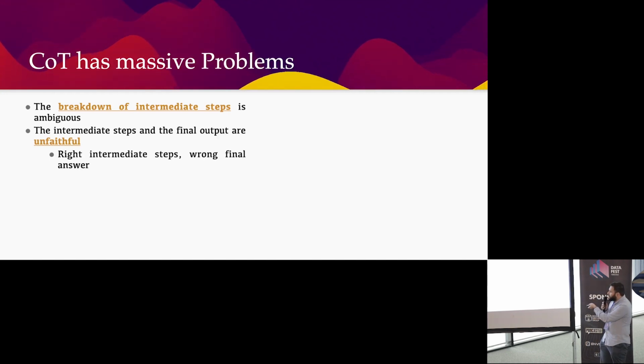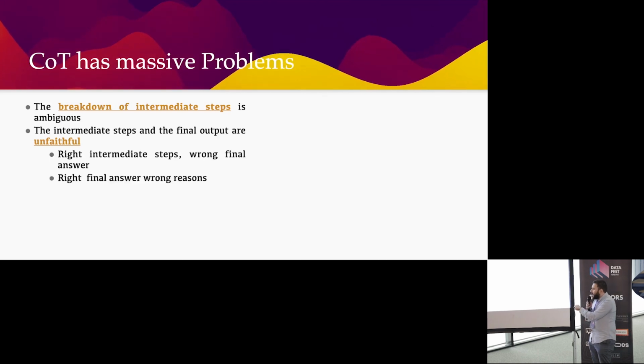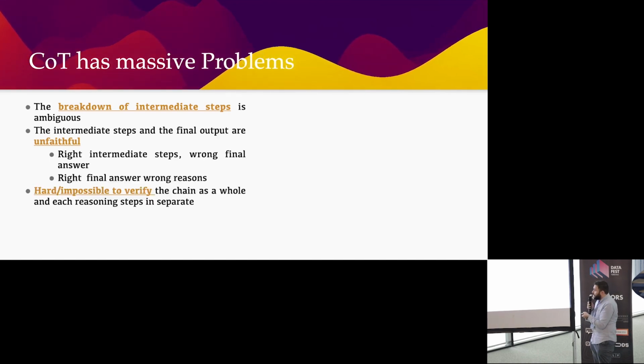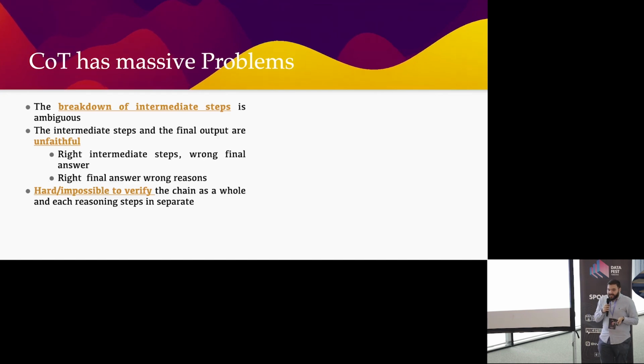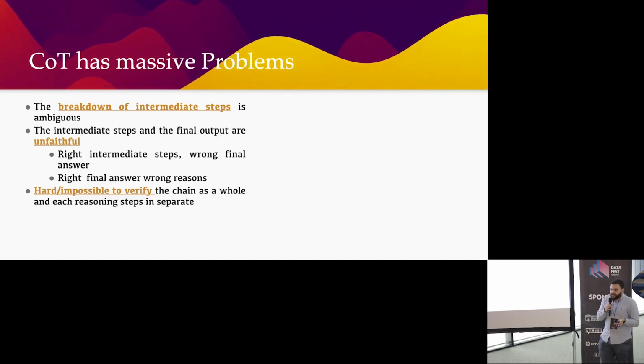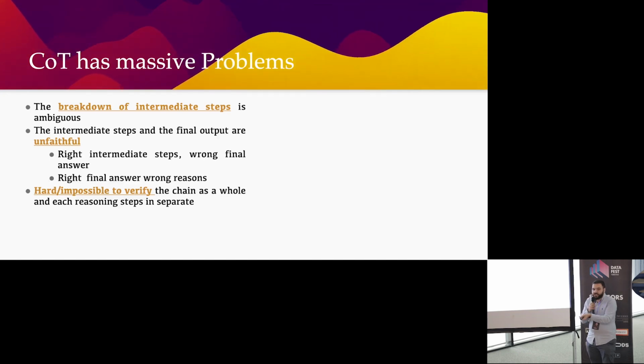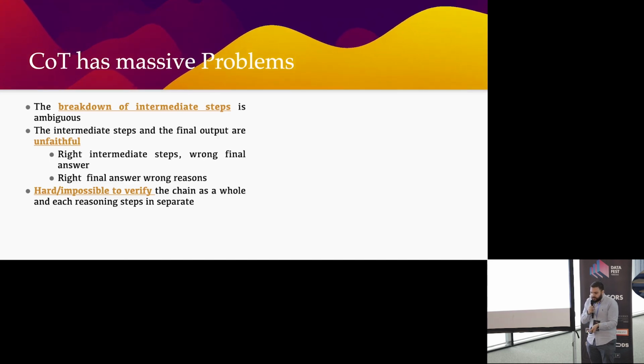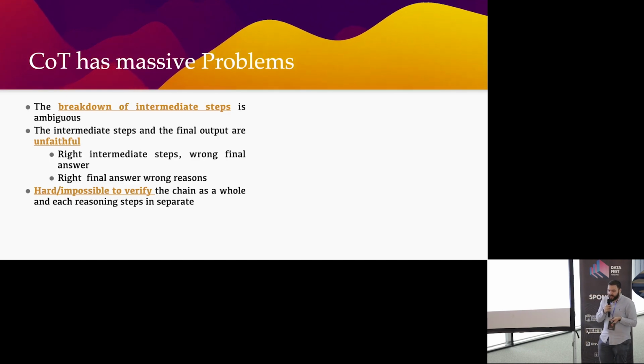So, right intermediate steps, wrong final answer, wrong intermediate steps, right final answer, and so on and so forth. One very bad thing is verifiability. As scientists, we would like to understand, are we doing good chain of thought or bad chain of thought outside of looking at accuracy? However, we don't really have very good data sets and means to understand, can we really verify if the sub-question, intermediate step, was answered correctly?